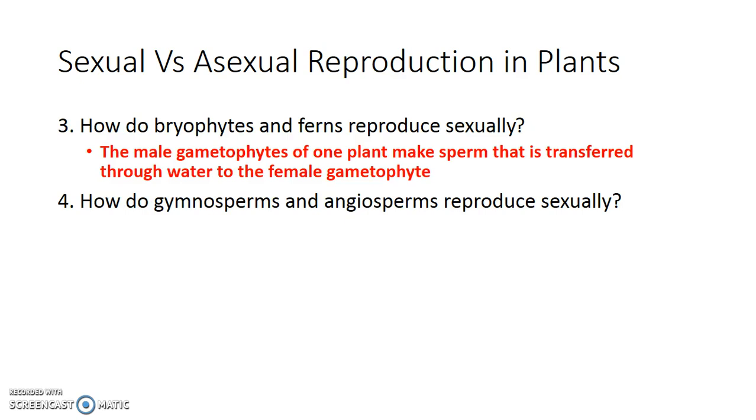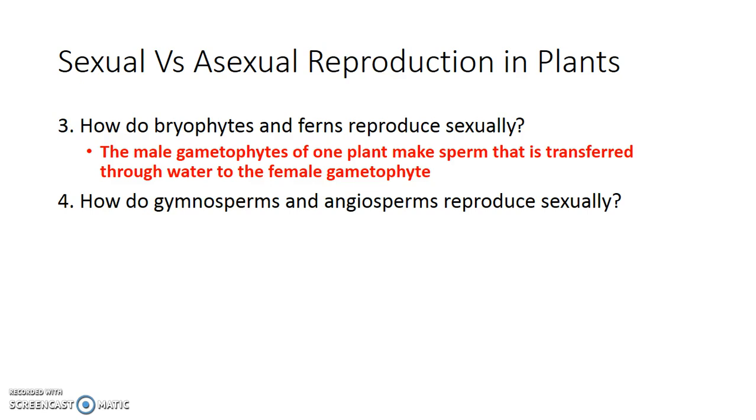Bryophytes and ferns and mosses reproduce sexually, and it's a very simple process. If you remember from the beginning, they basically just have sperm. The male gametophyte produces sperm. That sperm swims through a film of water until it reaches a female gametophyte and her egg. It fertilizes that egg. Boom, you have sexual reproduction.